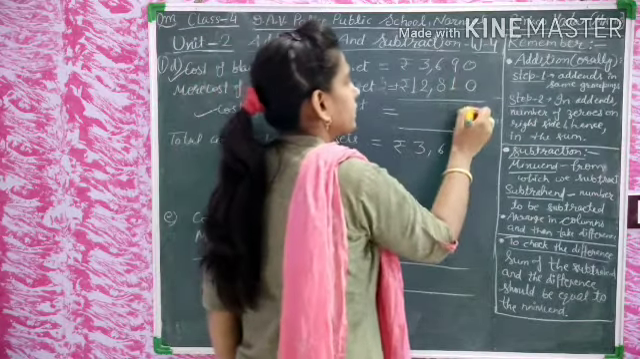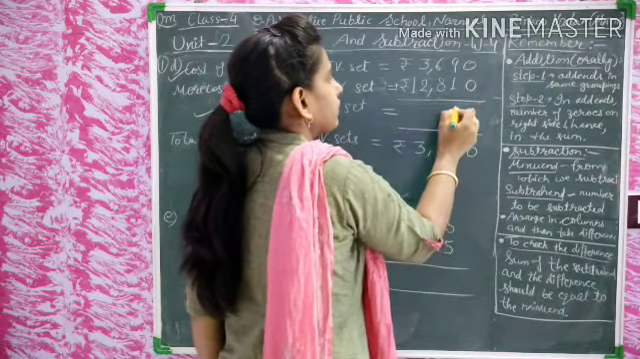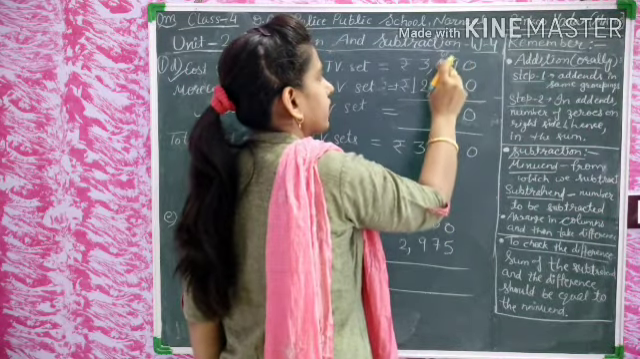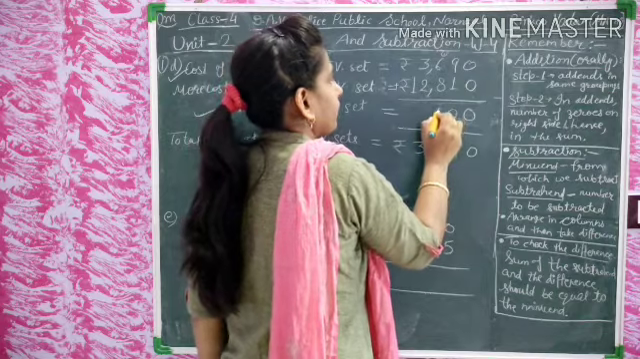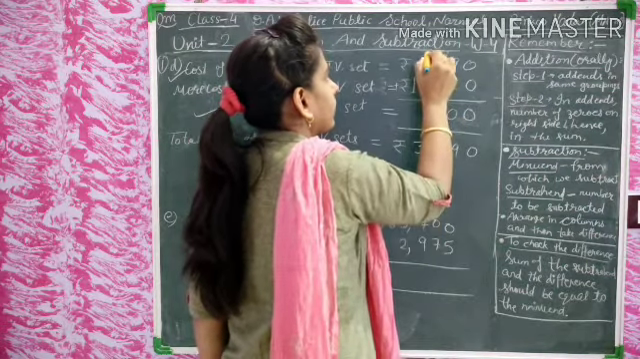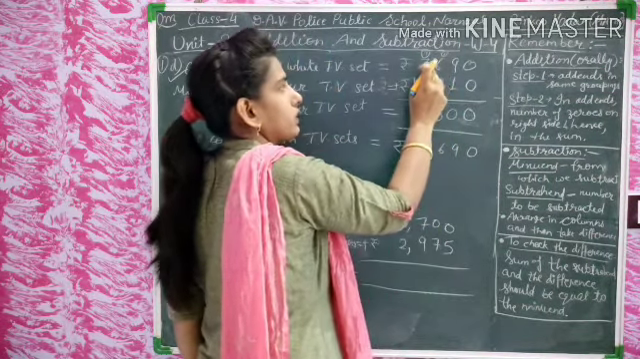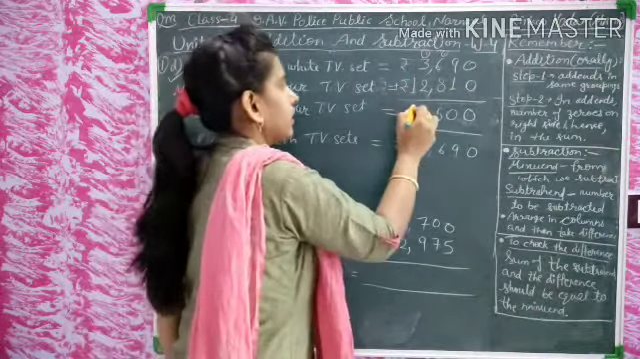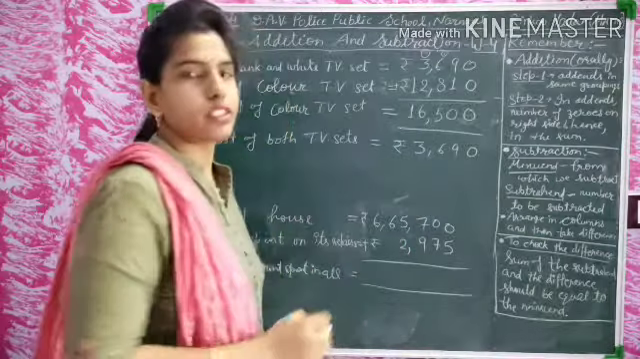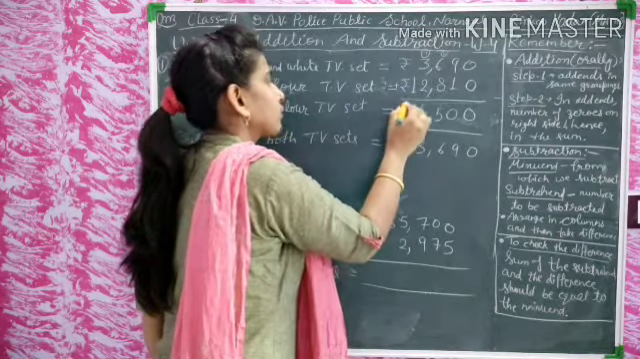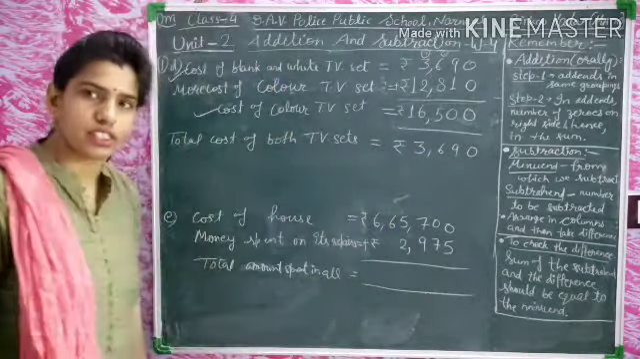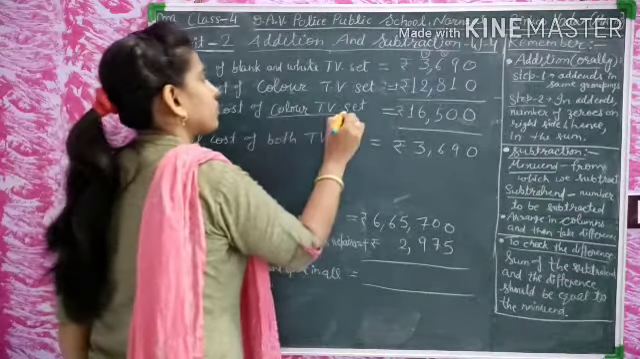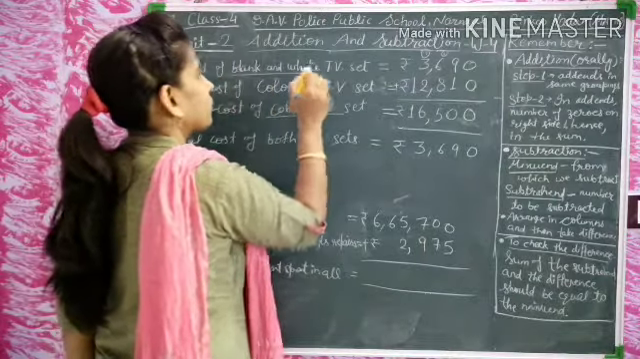The cost of the color TV set is found by adding the more value to the black and white TV set value. 0 here, 9 plus 1 is 10, 1 carrying to the hundreds place, 1 plus 6 is 7, plus 8 is 15, that is 5 here and 1 carrying to the thousands place, 1 plus 3 is 4, 4 plus 2 is 6, and 1 is at the thousands place, and this is the cost of the color TV. Is it clear students? This is the cost of color TV, and this is the cost of black and white TV.